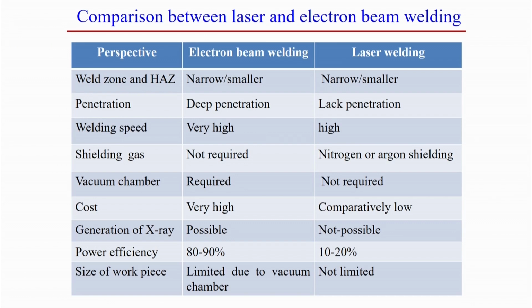Size of the workpiece: there is a limitation on the size of the workpiece in the electron beam welding process, limited by the size of the vacuum chamber, but in laser welding there is no limitation on the size of the workpiece material. So, for a big component, if you want to do local welding, it is probably easier to apply the laser welding process as compared to the electron beam welding process.